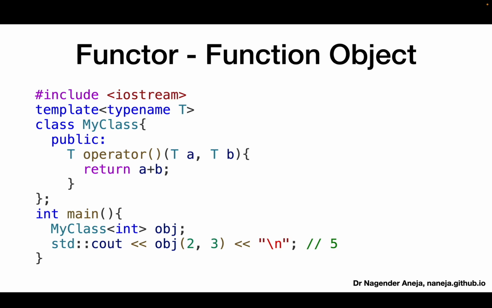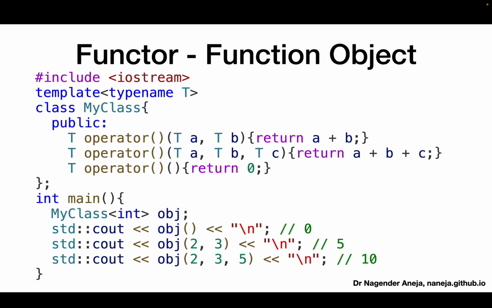In case we want two parameters, we say operator parentheses, get two values as two parameters, add these two values and return the result. So we create an object of my class and then say object 2 3. The moment we pass 2 3, this is invoked, so this becomes 5, and we get the value 5. What we're doing is treating this object as a function. That's the functor, the function object. We could write an add function and call object dot add, but that's unnecessary. So we are creating the object as a function.